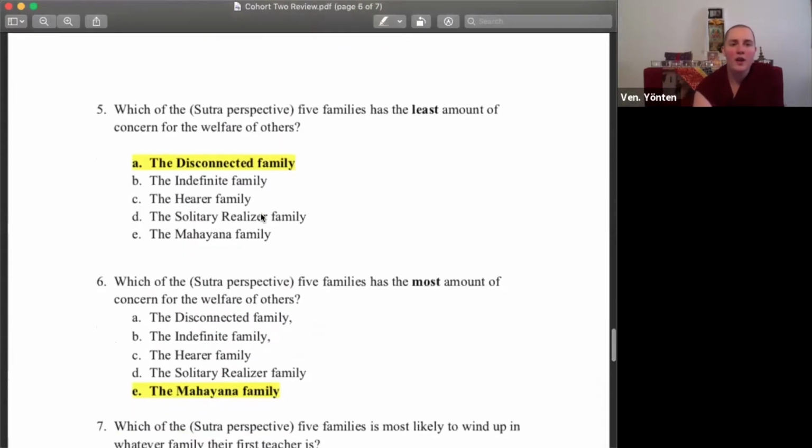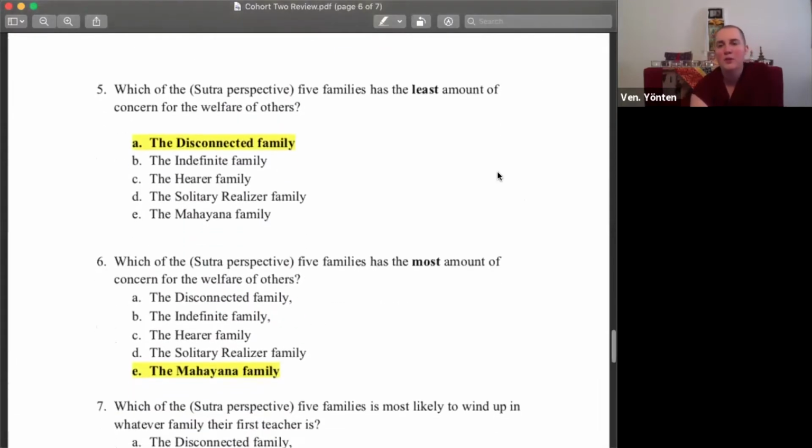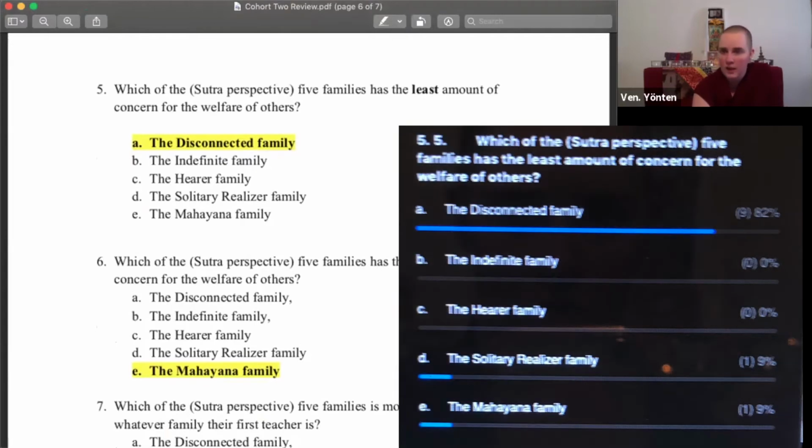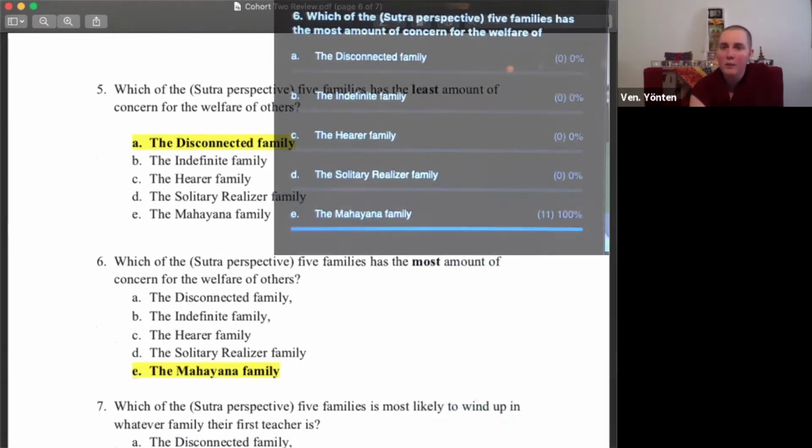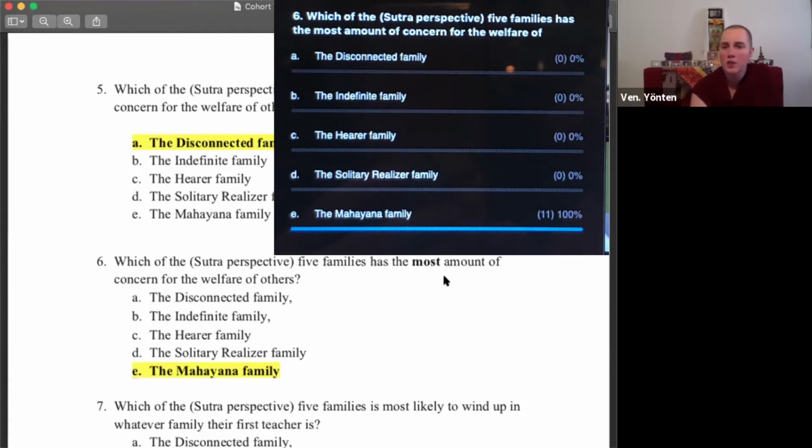Okay, so 5, from the sutra perspective, which has the least amount of concern for others, the disconnected family. So hopefully the people that thought it was solitary realizer or Mahayana just misunderstood the question, hopefully. And if you didn't, and that's what you thought was true, that's an interesting place of investigation. So ask about that if you'd like. 6, which has the most concern, the Mahayana, everybody got that right.